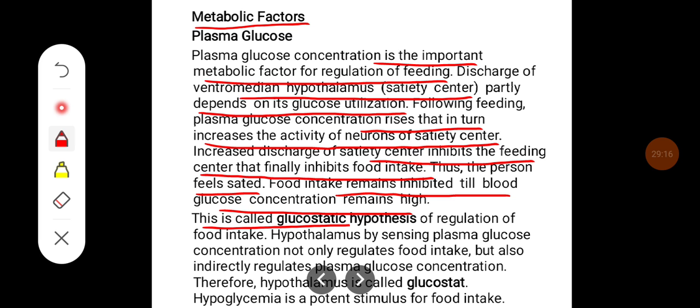This is called the glucostatic hypothesis of regulation of food intake. Hypothalamus, by sensing plasma glucose concentration, not only regulates food intake but also indirectly regulates plasma glucose concentration. Therefore, the hypothalamus is called a glucostat, and hypoglycemia is a potent stimulus for food intake.